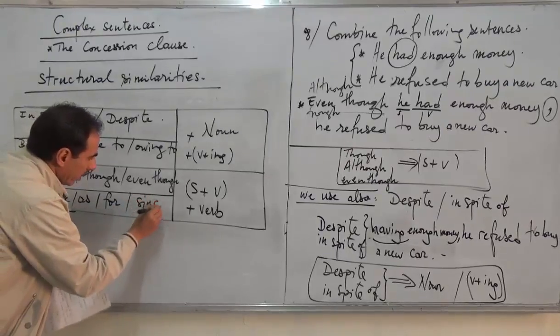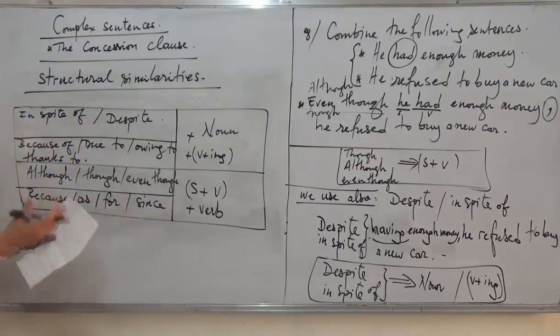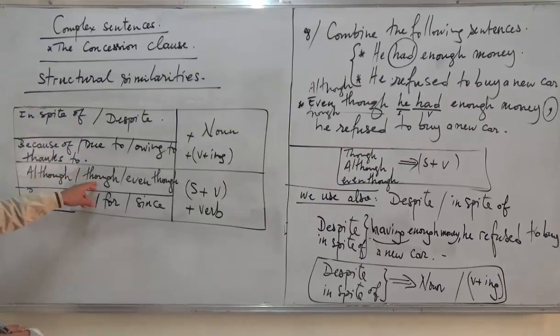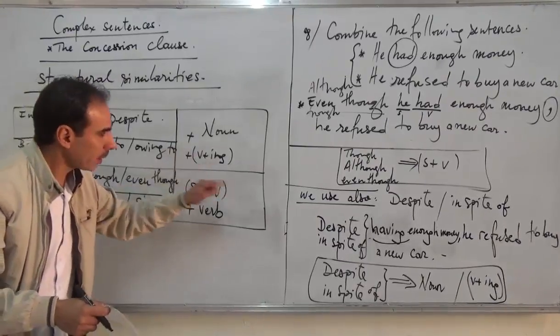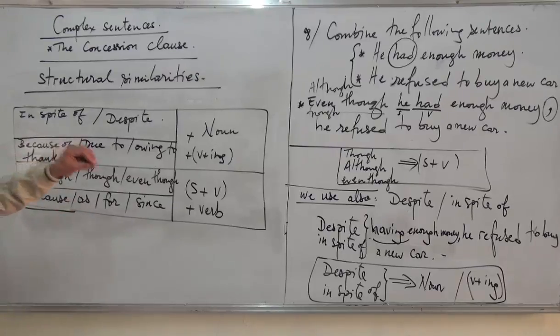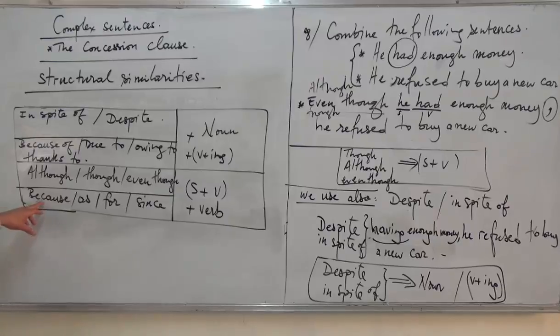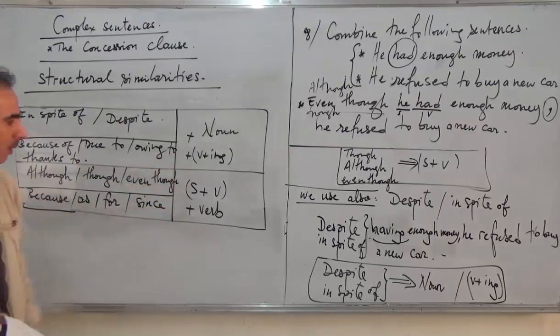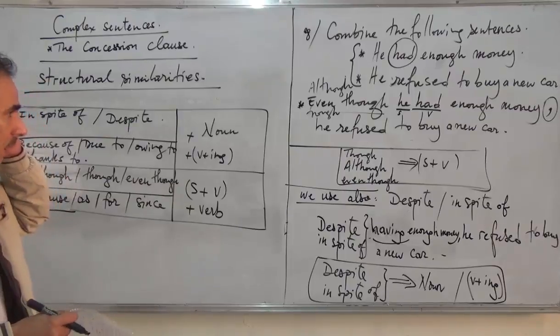Since as well, here also since is used as a connecting word, not as a preposition. Is this alright? So, although, though, even though, plus subject plus verb, as well as many other connecting words that accept the same structure: because plus subject plus verb, as plus subject plus verb, since plus subject plus verb.